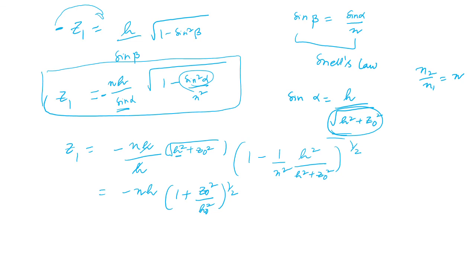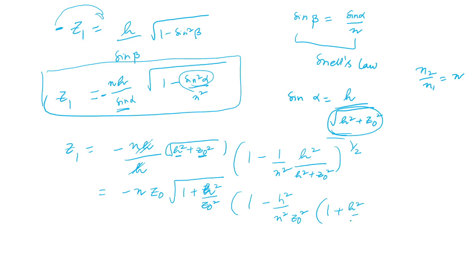Oh, sorry, I apologize. I'm not pulling out h. I made a mistake here. The h actually got cancelled here, so I'm pulling out z0. If I pull out z0, I would have z0, then this would be 1 plus h square by z0 square. And similarly here, if I write this 1 minus 1 over n square h square, even here if I pull out z0 square, I would have basically 1 plus h square by z0 square to the power minus 1, because that is in the denominator, to the whole of half.